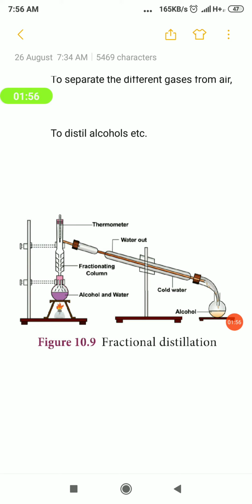Any doubts, students? Probably there will be no doubts, I think, because the process is everything the same as that of the simple distillation, only the temperature we have to maintain.